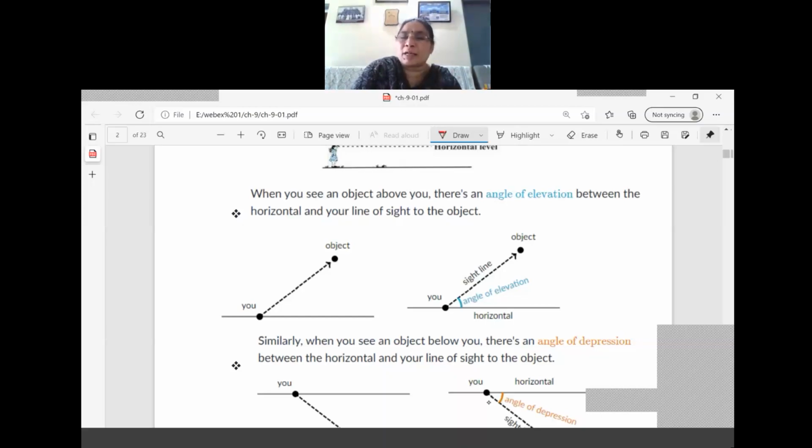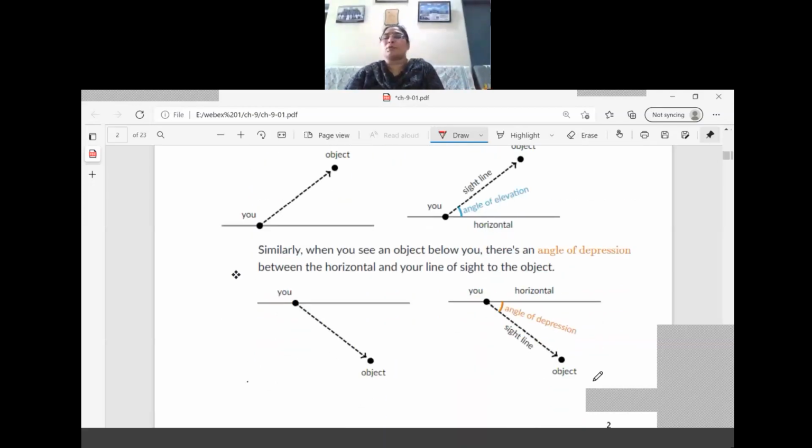If the height is not mentioned, the ground level only will be the horizontal level. So the angle that the line of sight makes with the horizontal level is called the angle of elevation. In this case, the angle is raised, the angle is elevated, so we are using the words angle of elevation. Similarly, when you see an object below you, there is an angle of depression between the horizontal line and your line of sight to the object.